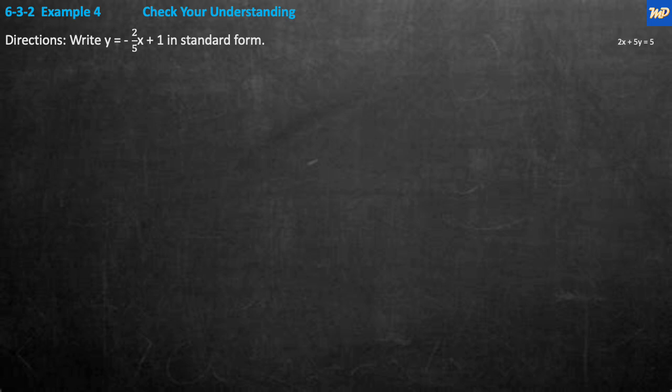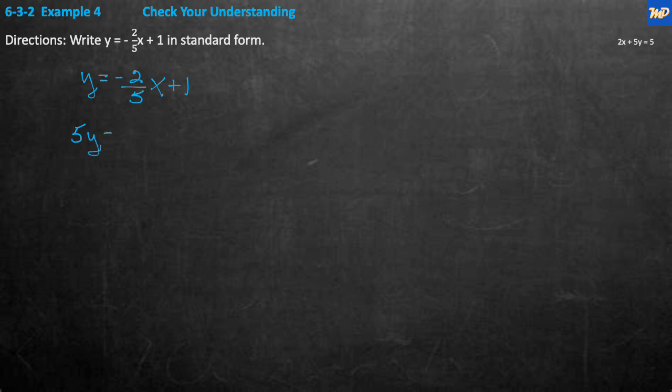So, anyways, let's write the problem out. Y equals negative 2/5 x plus 1. Okay. And what do they tell us to do? They tell us to get rid of the fractions and decimals because you have to have integers. Okay. So in order to do that, we're going to multiply both sides times 5.